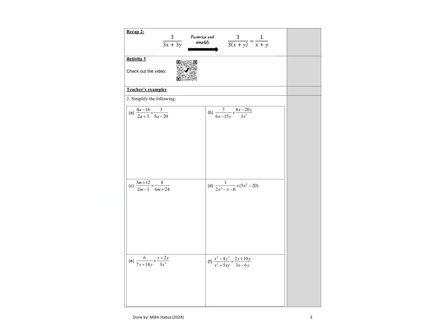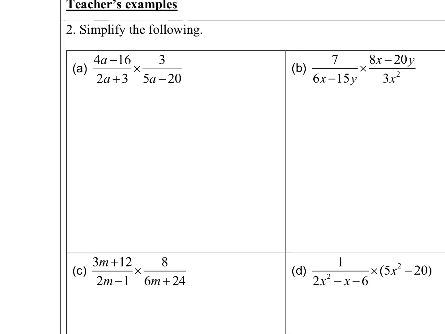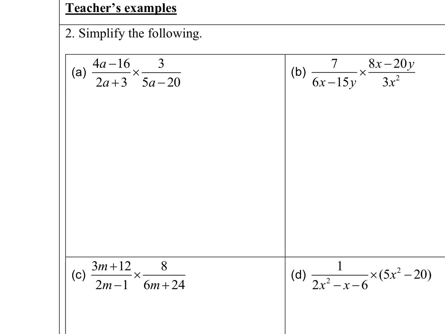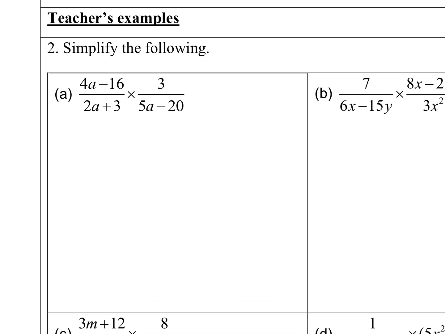Okay, next one. Like what I told you just now, when the numerator and denominator are multiplied, it's all good. You can start cancellation. But when you start seeing plus or minus in your expression, you must put them in a bracket first before you can cancel them out. So you cannot start doing cancellation from here. If you do, you get nothing. So first thing is take out common factor.